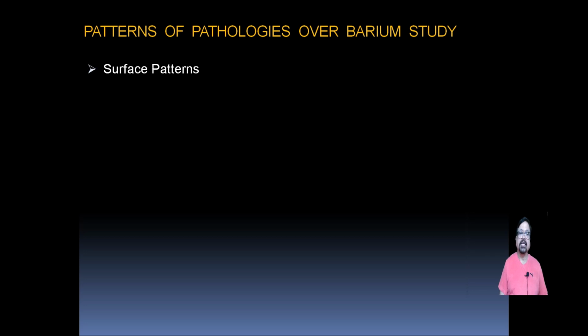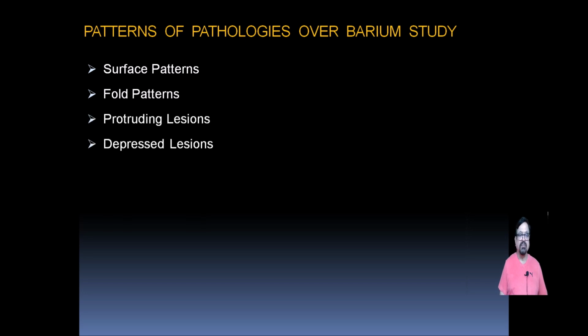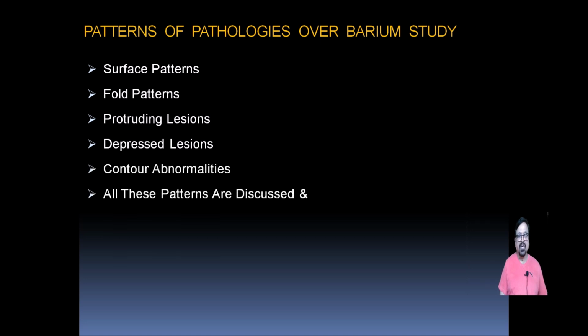Now, let's go to the patterns of pathology over the barium study. First is the surface pattern. Second is the fold pattern. Third is the protruding lesion. Fifth is the depressed lesion. Then there are the contour abnormalities. All these patterns are discussed and illustrated in the films which we are going to see subsequently.